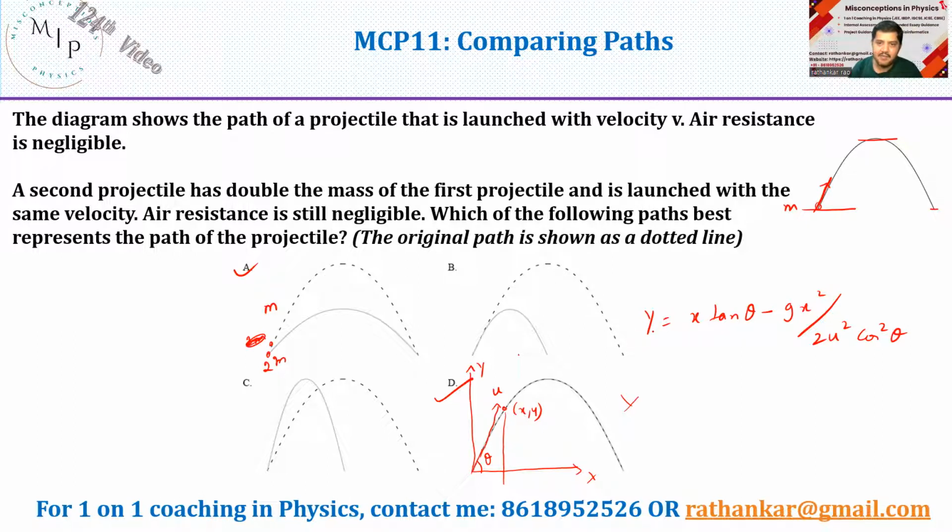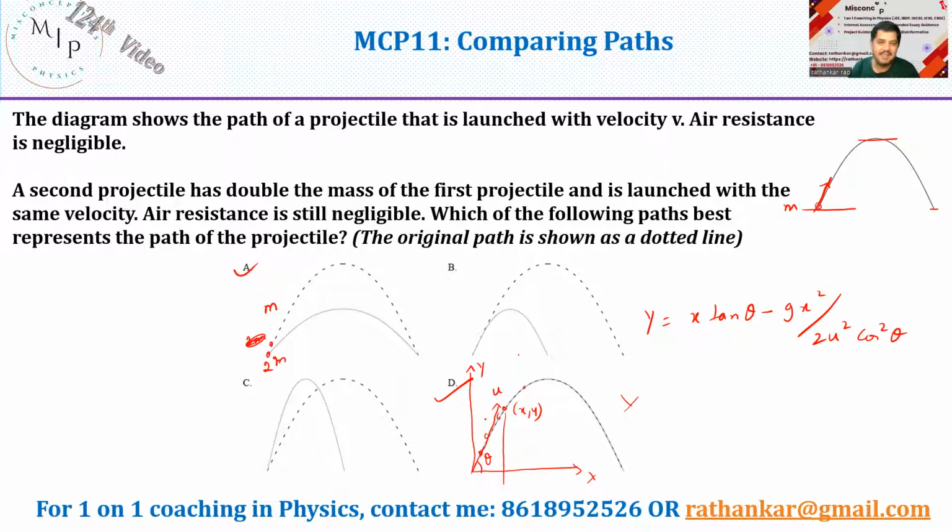This means the path over here is governed by the set of coordinates x, y. Every point on the path is governed by x and y. Is this x and y dependent on the mass? It's not dependent on the mass. It's completely independent. If it is completely independent, then whether it is a mass m or a mass 2m, how does it matter? It doesn't matter, right?